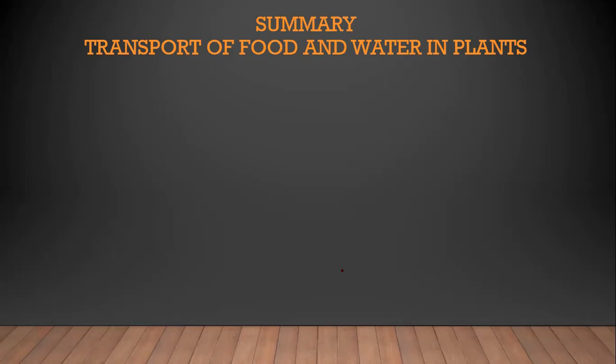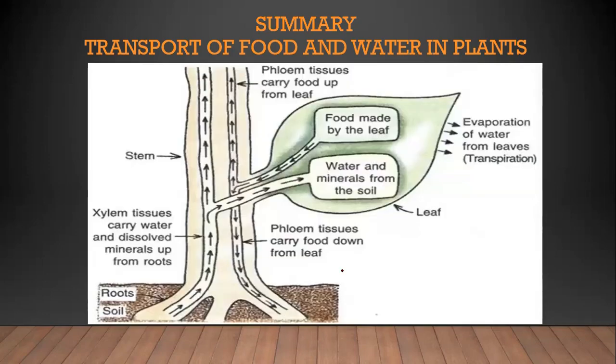Okay, now let's give a summary on the transport of food and water in plants. I know someone is thinking now, how about those questions we read at the beginning? Don't worry, I'll demonstrate how to answer those questions. All right, let's just summarize the topic first. So now, this is how the transport is done. All right, so here is xylem tissue that carries water and dissolved minerals up from the root. Then also we have the leaf here.